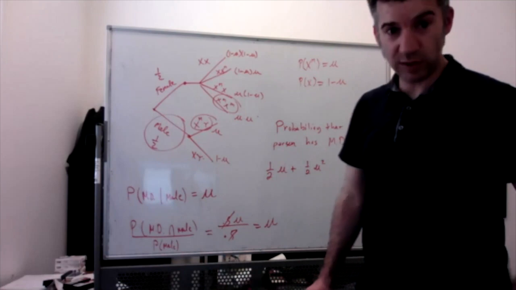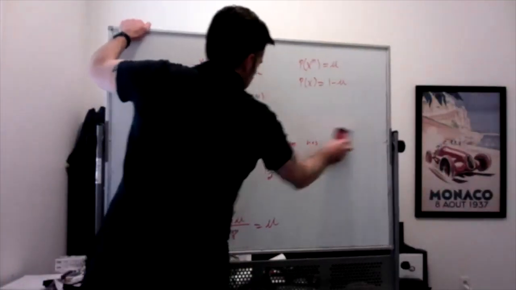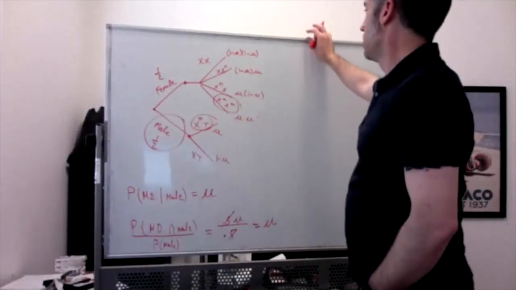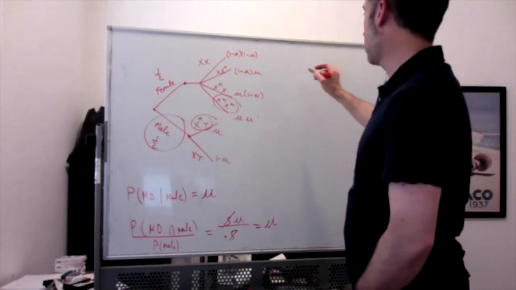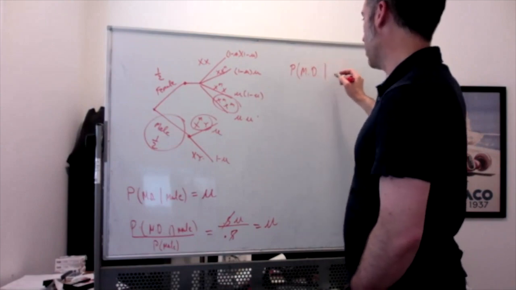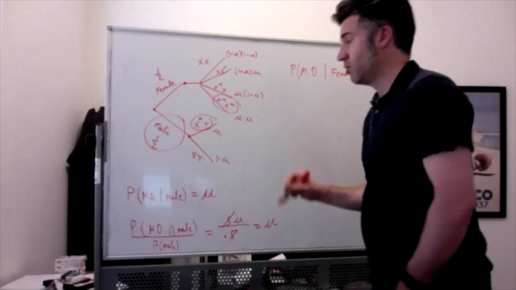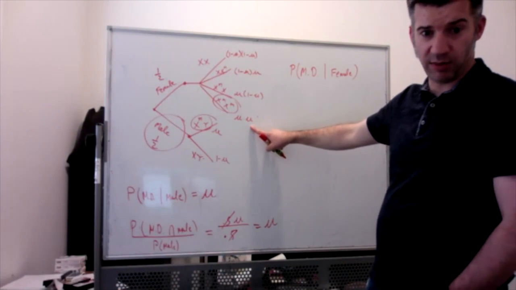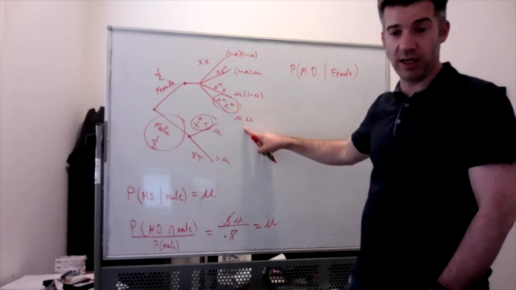All right, let's ask a more interesting question. In fact, I think we can see the answer already. Let's go ahead and take a look. What's the probability of having muscular dystrophy given that you're female? Well, given that you're female, it looks like mu squared, because there's only one way of getting it, and the probability of that is mu squared.